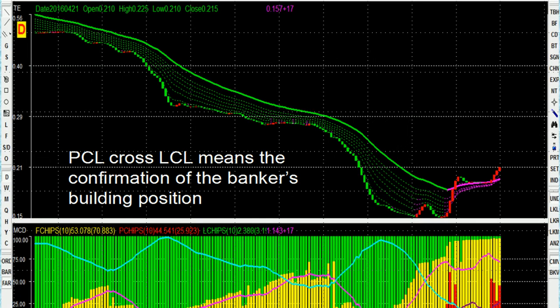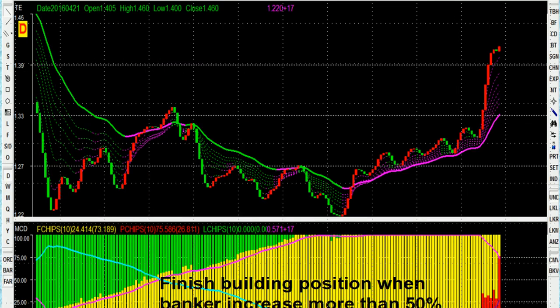The profit chips cross. This one is the purple line, upward cross the green line, means the confirmation of the banker's building position. Okay. So just now I already told you this is the bottom area. Okay. But where is the confirmation? So here is the confirmation. Okay. This is the confirmation. The banker finished building position when banker increases more than 50%. If you see the bank money, the red column is above 50, which means the banker finished building position.